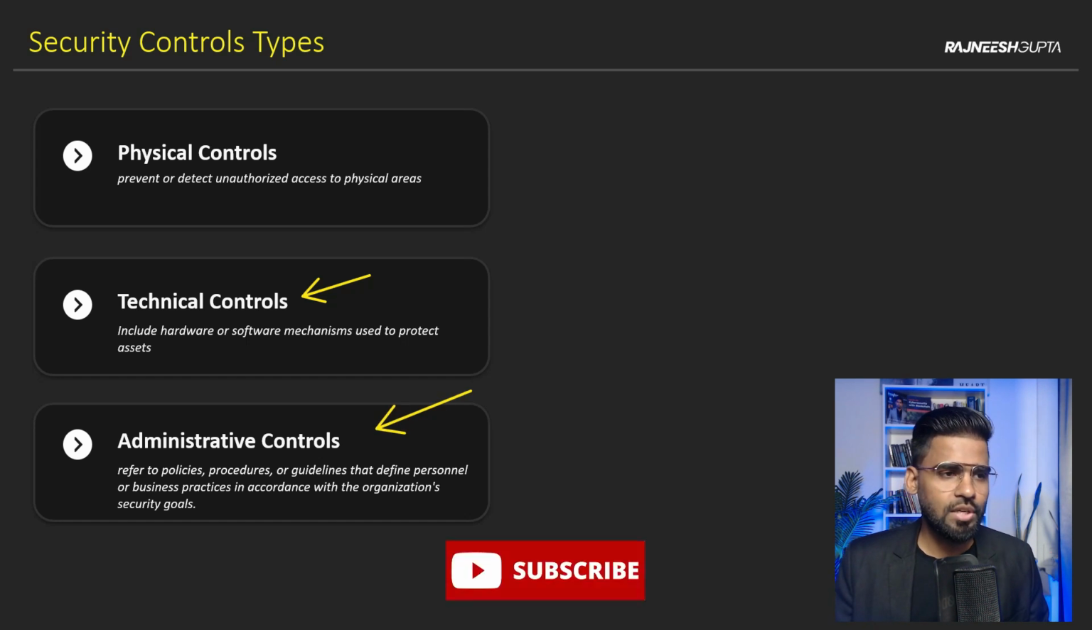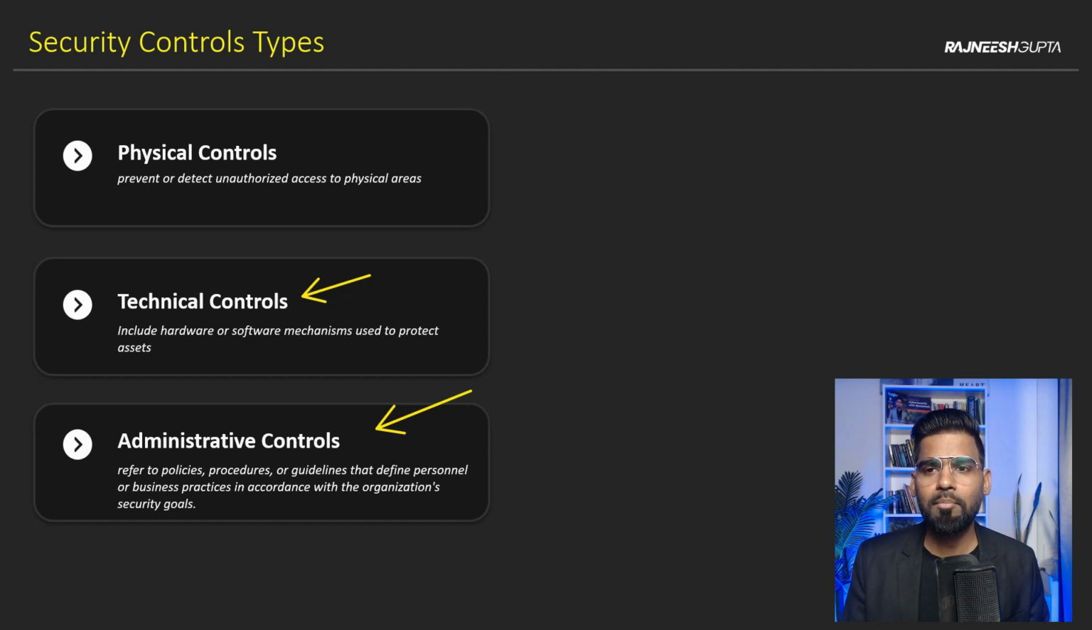Next, we have the administrative control. Now, this refers to policies. This is not really a product that you can buy and start deploying. It is more about procedures, guidelines, and policy. This is usually derived from top-level management, okay? So it's a part of the entire governance, the policy-making bodies who work on the policies, procedures, and guidelines that have to be implemented from the top till the bottom, right? That defines the personnel or business practices in accordance with the organization's security goals.